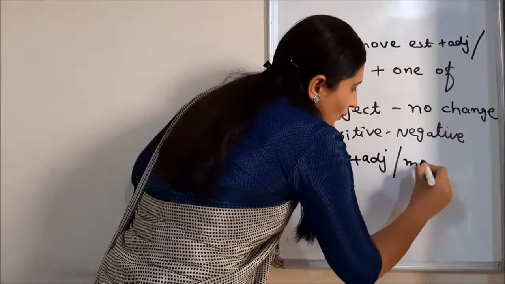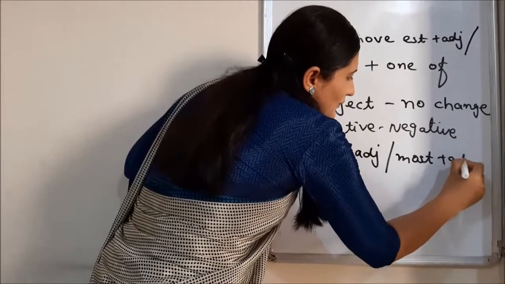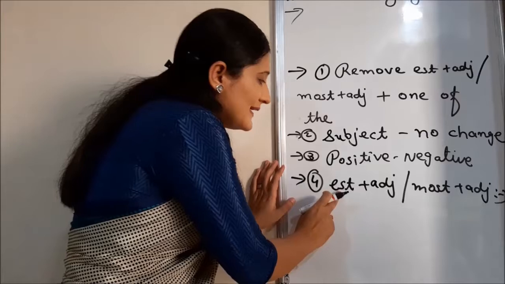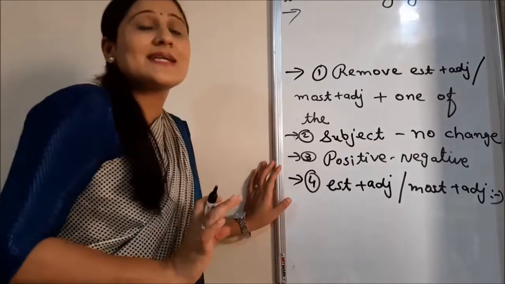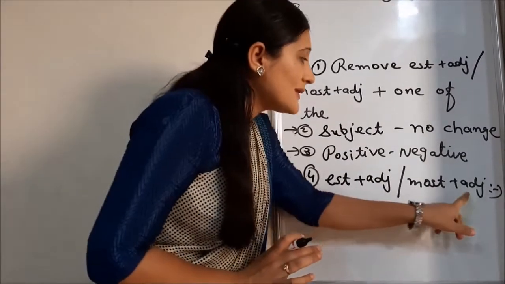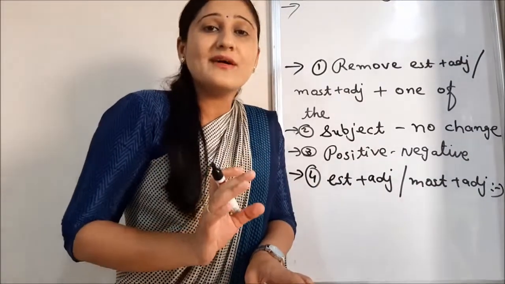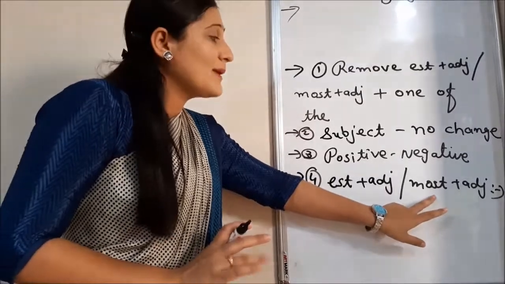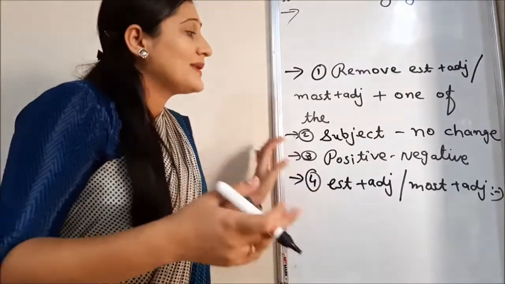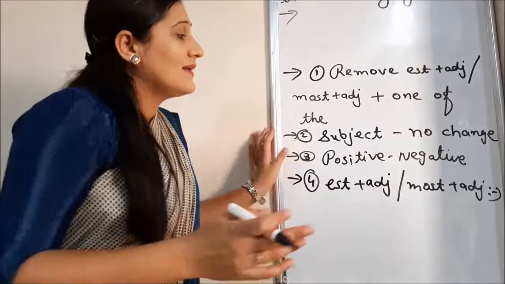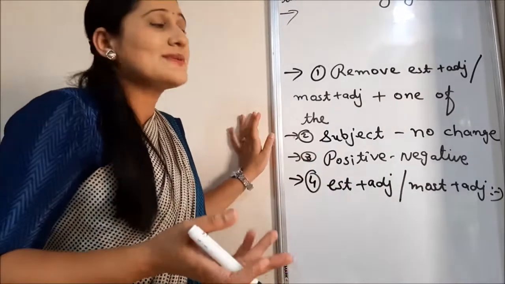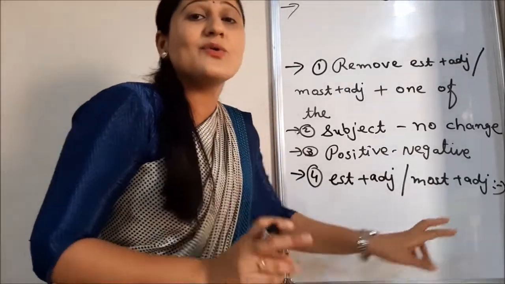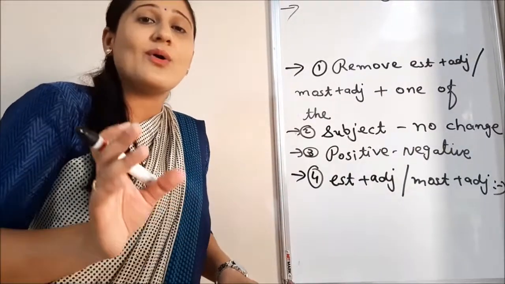Then the fourth one is, you all know that in superlative degree, EST plus adjective or most plus adjective will be given. We have two techniques here: EST plus adjective if the adjective is small, and most plus adjective if the adjective is difficult or big. Keep in mind, not only big. Sometimes even with a small adjective we cannot add EST, it looks very odd when we speak. So we will add most plus adjective if it is difficult, complicated or long, right?